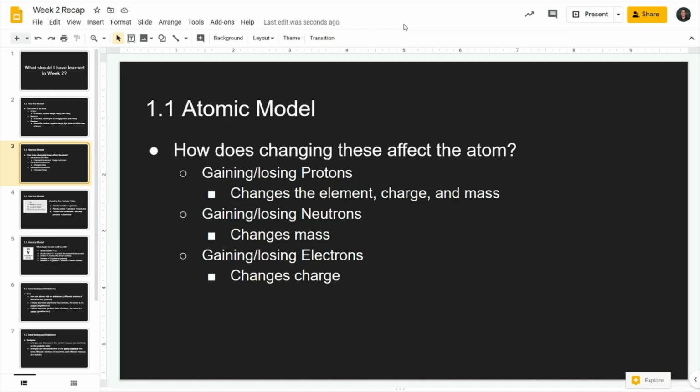So how does changing these affect the atom? This was part of one of our questions, the F, G, and H on the PhET lab. If I gain or lose protons, not only does it change the element, because the number of protons determines the element, it can change the charge because you're affecting that positive charge in the atom, and it can also affect the mass because protons are massive. If I gain or lose neutrons, the only thing that changes is the atomic mass. And if I gain or lose electrons, the only thing that changes is the charge of the atom.